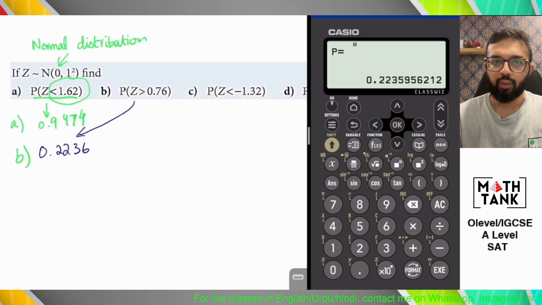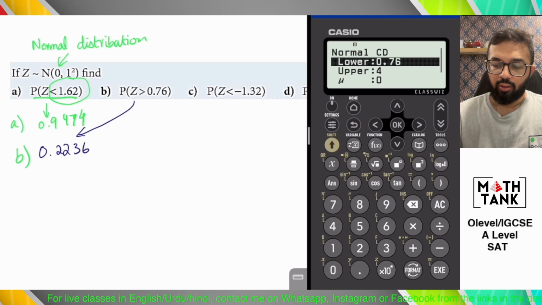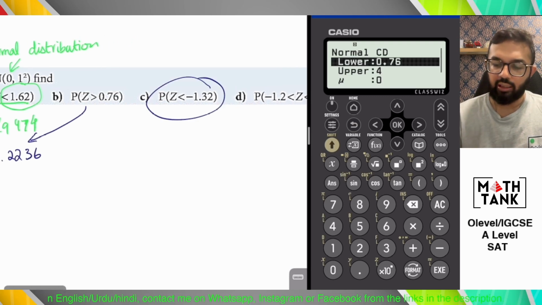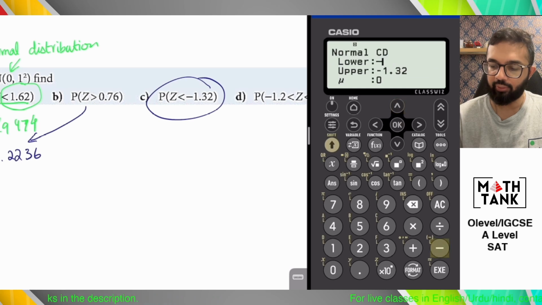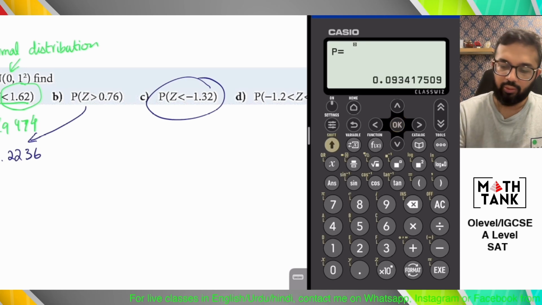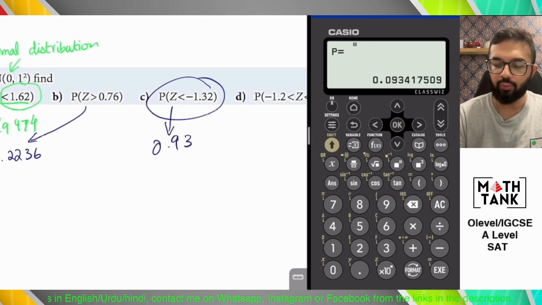Then you have z less than minus 1.32. So you plug in minus 1.32 as your upper boundary. You take -10 as your lower boundary, and you press execute. So you get 0.9342.